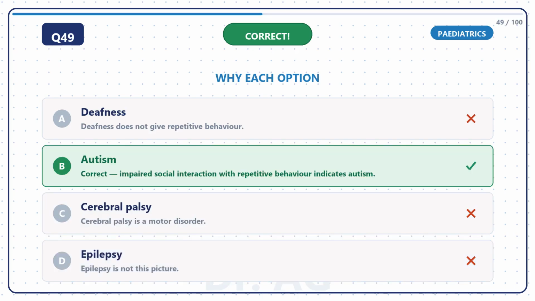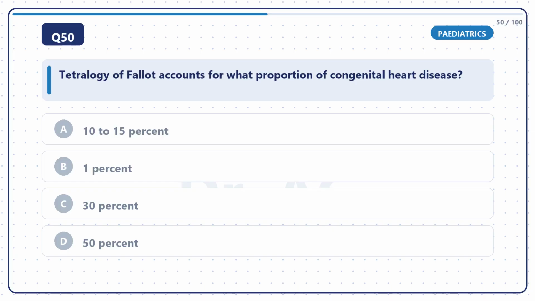And the correct answer is autism. Correct. Impaired social interaction with repetitive behavior indicates autism. So, the right answer is option B. Autism.